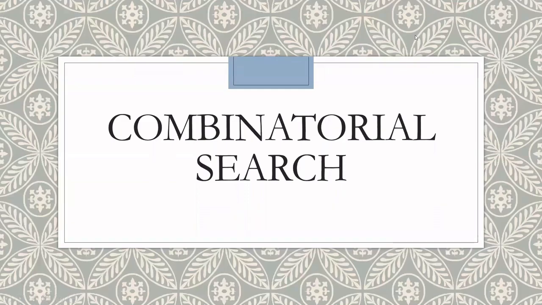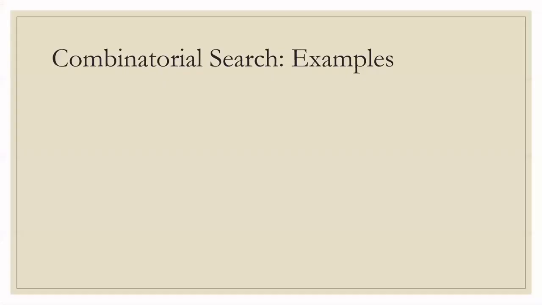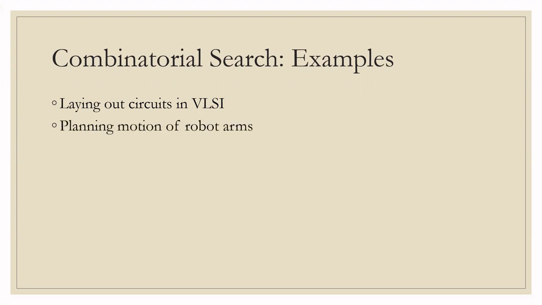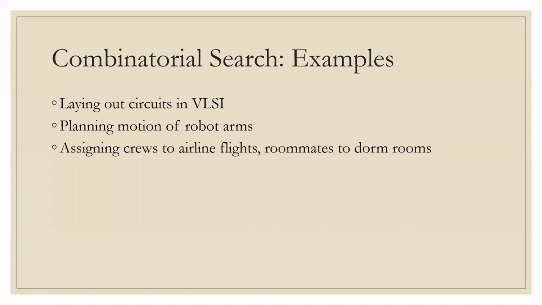The following few sessions are regarding combinatorial search algorithms. Combinatorial search is the process of finding one or more optimal or suboptimal solutions in a defined problem space. And this has been widely used in a variety of problems, like laying out circuits in VLSI to minimize the area dedicated to wires, planning the motion of robot arms to minimize the total distance traveled, assigning the crews to airline flights, proving theorems, and playing games.